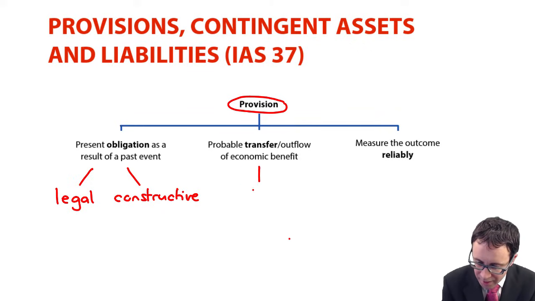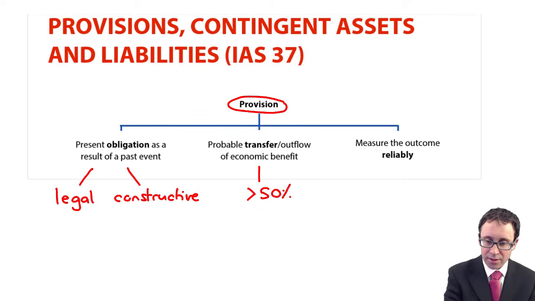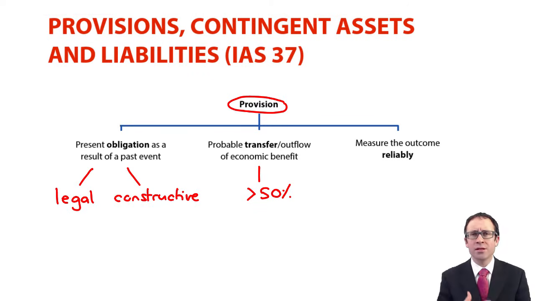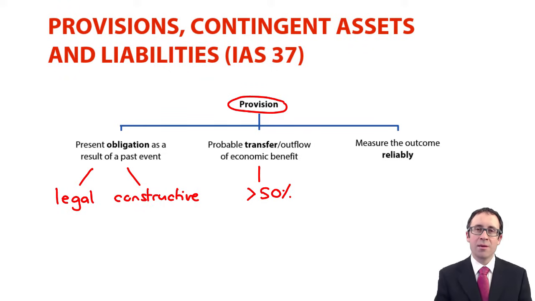So again, going back there to the framework, a probable transfer of economic benefit here is that we're looking at there being a greater than 50% chance of that outflow occurring. Okay, we don't have to specifically measure it in reality. We just need to get a feel of what the likelihood is. If it's highly likely, so more likely than not, then it is probable, and that is deemed that there is a greater than 50% chance per the standard.